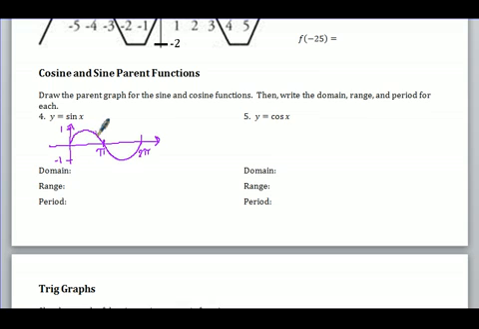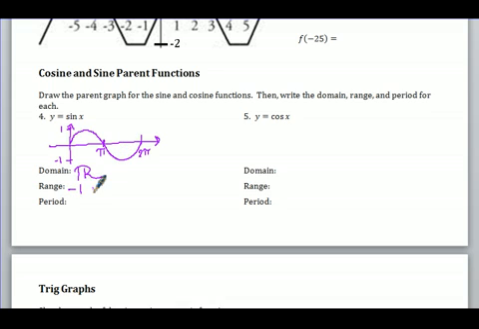It starts at 0, it goes up, back to 0, down to -1, and then finally finishing at 0. Our domain for sine is all reals. X can be anything. There's never any breaks or asymptotes in this graph. The range, however, is limited between -1 and 1.